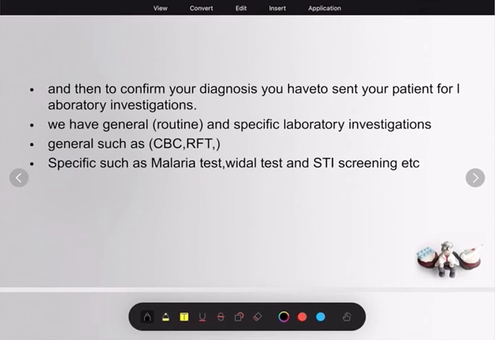And then to confirm your diagnosis, you have to send your patient for laboratory diagnosis. We have general or routine, and we have specific laboratory investigations. General, such as PCV, complete blood count, renal function tests, and others. Those are general laboratory investigations. Then we have specific laboratory investigations. The specific tests are those that will detect the problem of your patient, like malaria test, typhoid test, STI screening, and others. Those are specific tests.